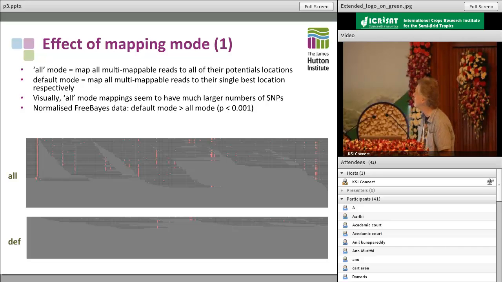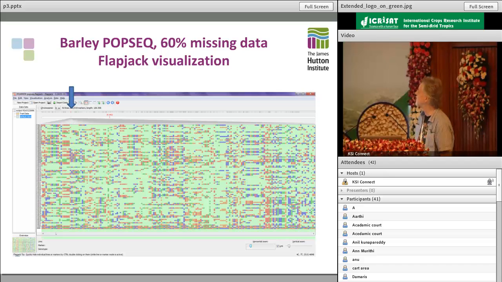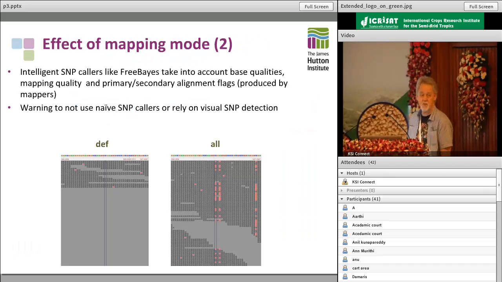So one of the things I wanted to really talk about again is mapping mode, and this can be really quite important. Some of the intelligent SNP callers really use information about the quality of the SNP calling. In some cases they'll just look at the straight reads, but in other cases they'll utilize the quality of the mapping as part of the calling, and that's really important. There are some naive SNP callers around that many people use in their pipelines, and that can be an issue. And actually, some people use just visual: is it a SNP? I can see what looks like a polymorphism.